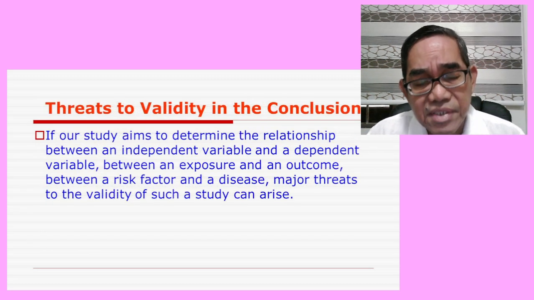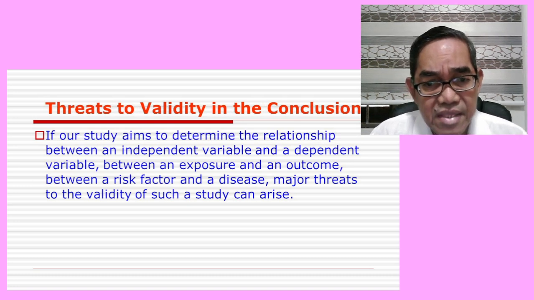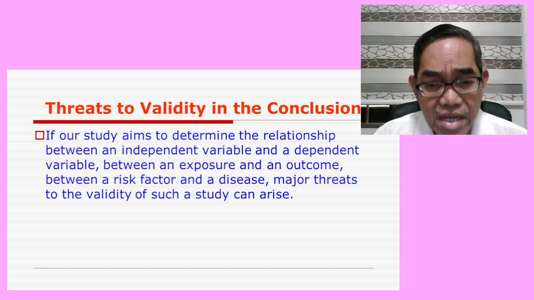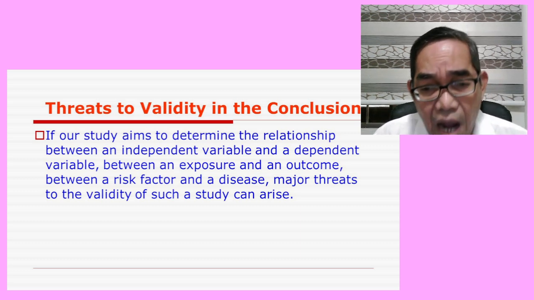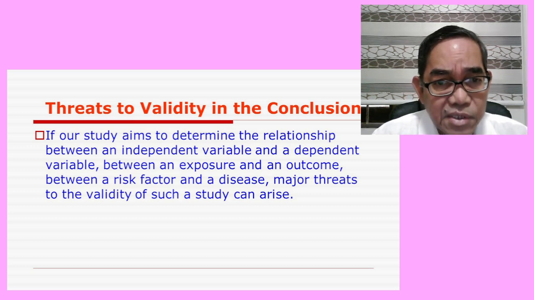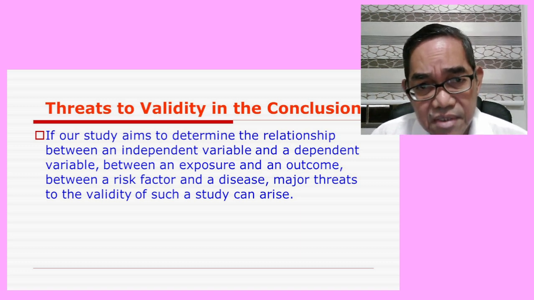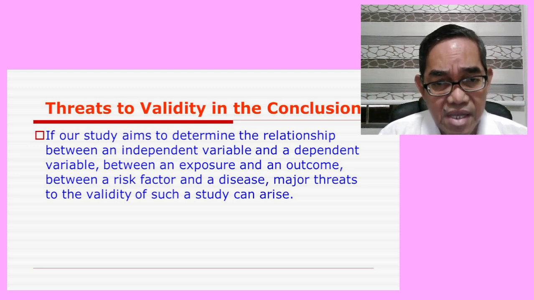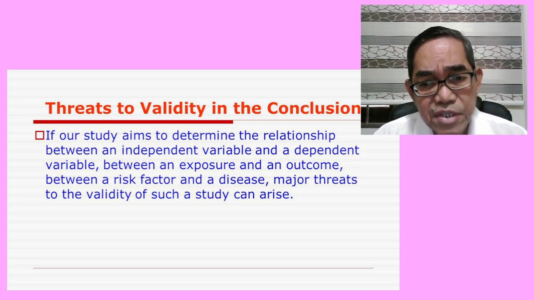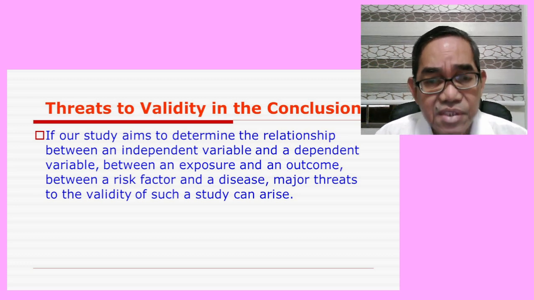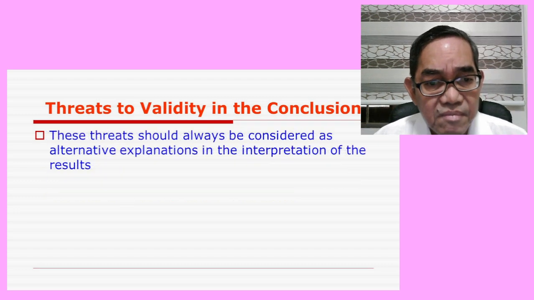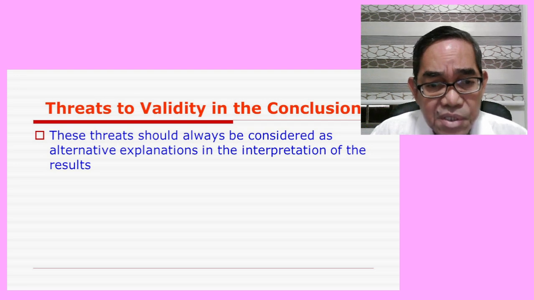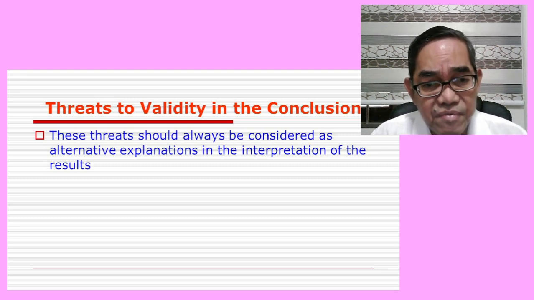And if our study aims, for example, to determine the relationship between an independent variable and a dependent variable, between an exposure and an outcome, between a risk factor and a disease, for example, looking into the relationship between exposure to noise and cardiovascular disease, major threats to the validity of such a study can arise. And these threats should always be considered as alternative explanations in the interpretation of the results.